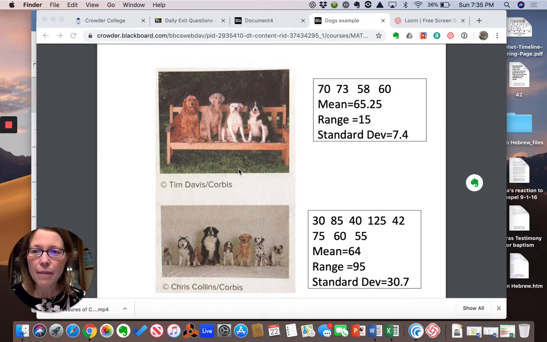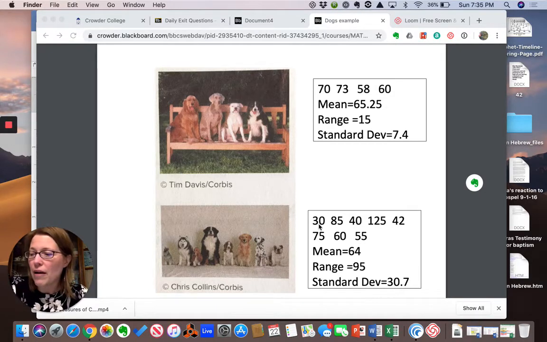The top group of dogs are all about the same size. They're all medium-ish dogs. From the biggest to the smallest, the range is only 15 pounds. Whereas the bottom set of dogs, the range is 95 pounds. From the biggest dog of 125 to the smallest dog, 30, that's a lot of difference.